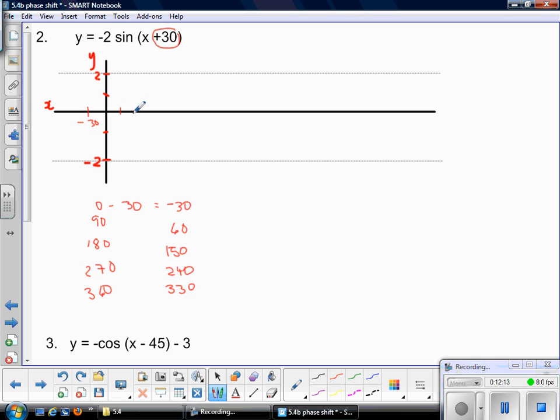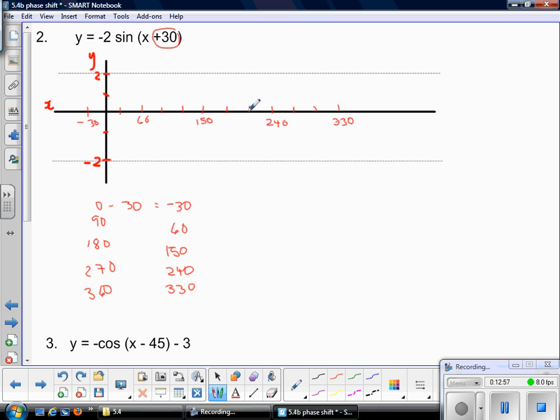0, 30, 60, 90, 120, 150. And if you don't want to keep counting by 30s, you can see that the distance between is after every third tick. So 1, 2, 3, so it's 240. 1, 2, 3, 330. And so we've got that.